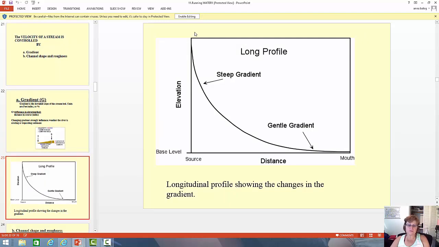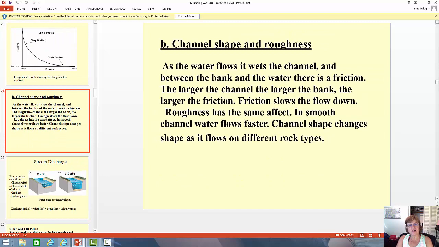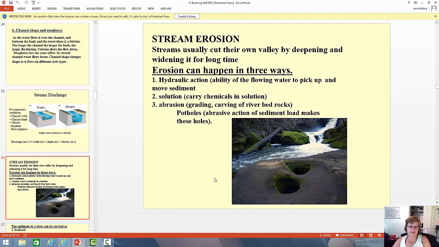Okay, the longitudinal profile again. Remember, at the headwater part the gradient is steep, at the mouth part it's gentle, and this is just about the channel shape and roughness. Whenever it's rough, the speed slows down. When it's smooth, it's faster. The discharge, you have to know how to calculate the discharge. It's right here. And it's important to know the discharge of every stream, because of flash floods and flooding. Stream erosion, you have to know these three things: the hydraulic action, solution, and abrasion.